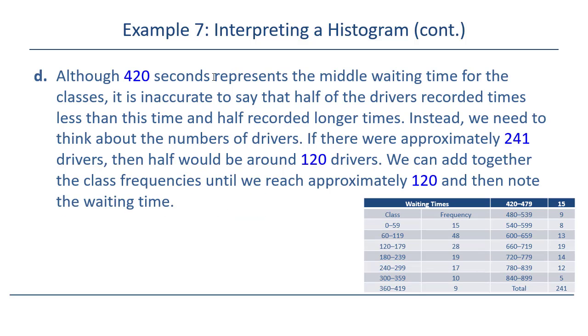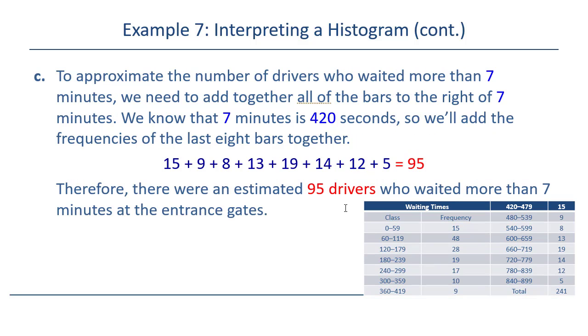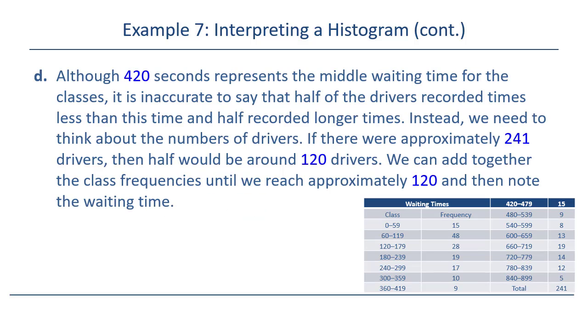Although 420 seconds represents the middle waiting time for the classes, it is inaccurate to say that half of the drivers recorded time is less than this time and half recorded more, because as we saw in the previous example, 95 were 420 and above, but there was a total of 241. So the middle class is not necessarily the middle of your data. Just keep that in mind.